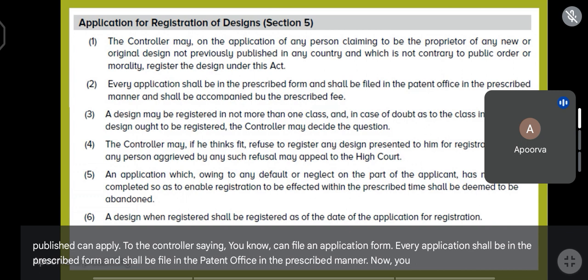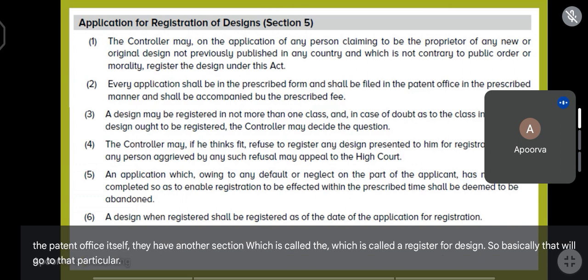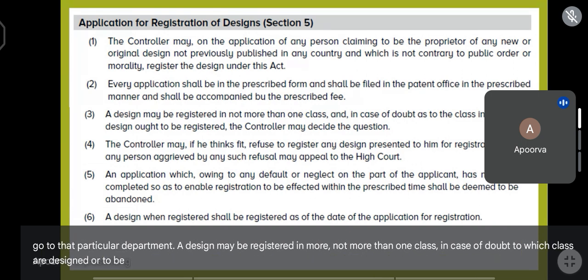Now, you might ask why patent office again. In the patent office itself, they have another section which is called the registrar for design. So basically, that will go to that particular department. A design may be registered in not more than one class. In case of doubt to which class a design ought to be registered, the controller may decide the question.